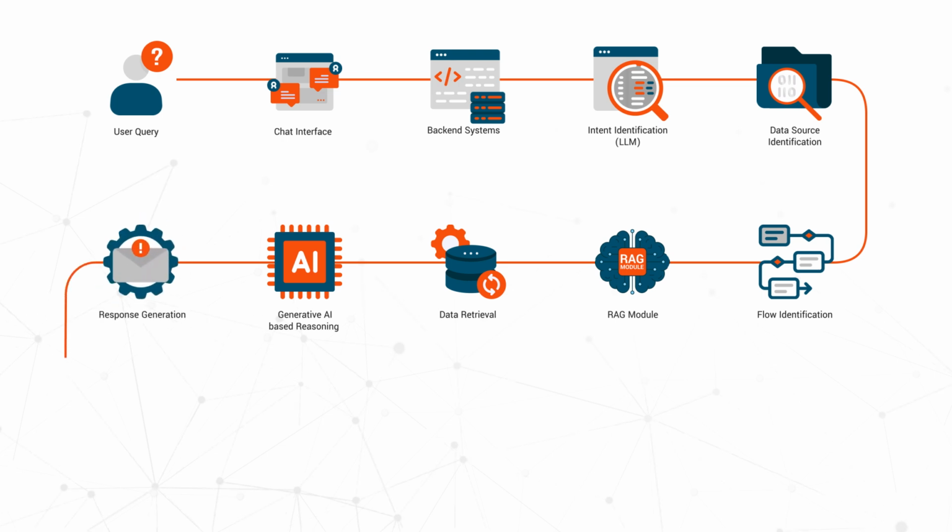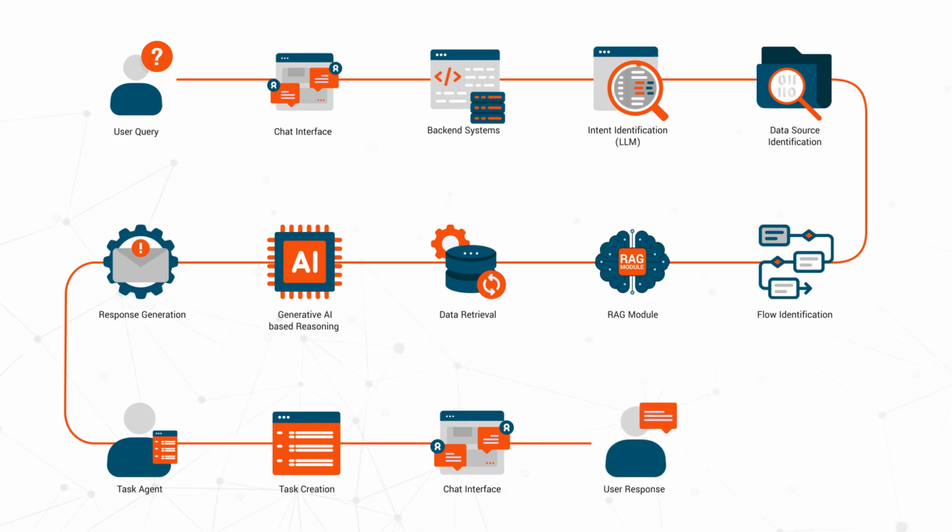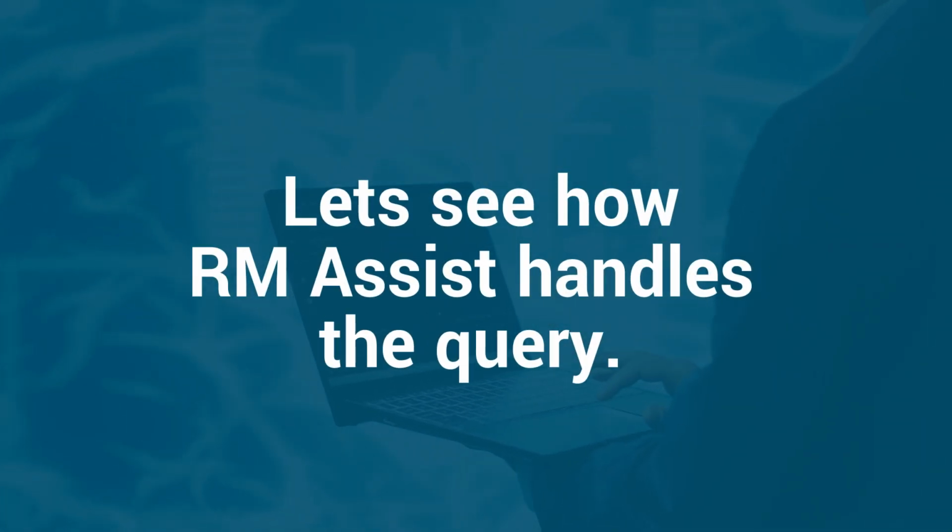If any downstream action is required, a task is created using a task agent. Finally, the generated response is displayed on the chat interface for the relationship manager. Whether it's preparing for a client meeting, resolving a billing issue, or summarizing account activity, RM Assist delivers the right information at the right time in the right format while constantly improving. Let's see how RM Assist handles the query.